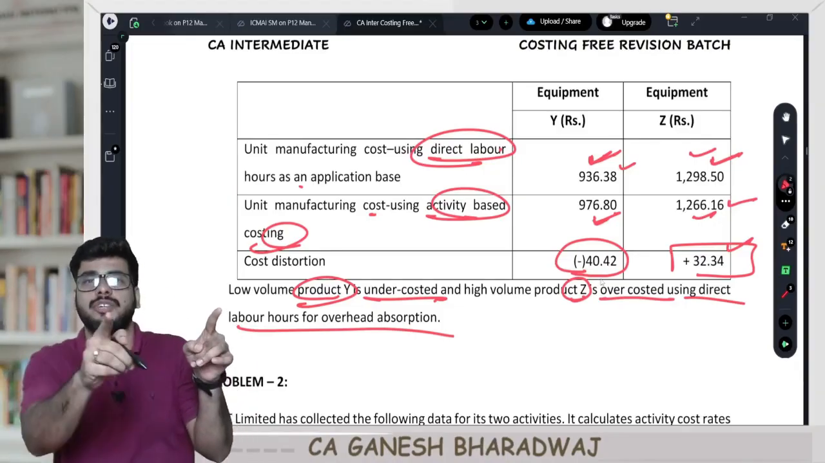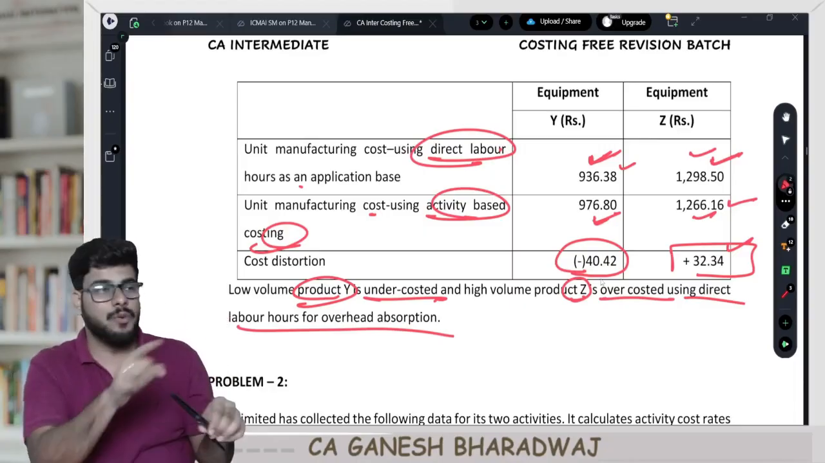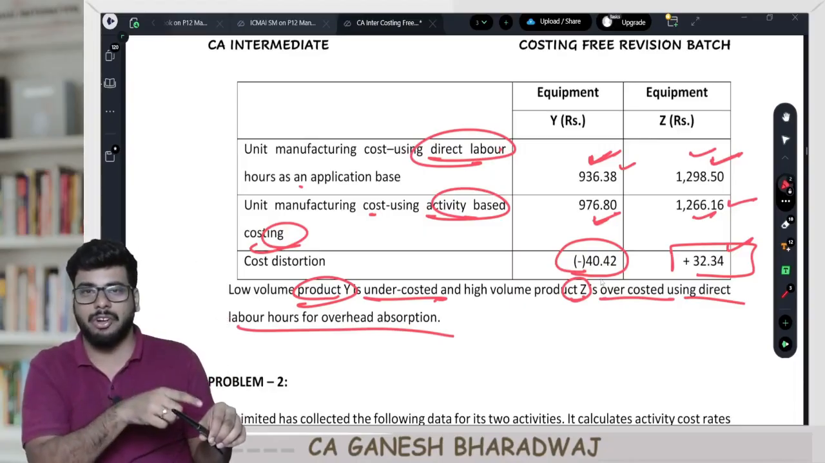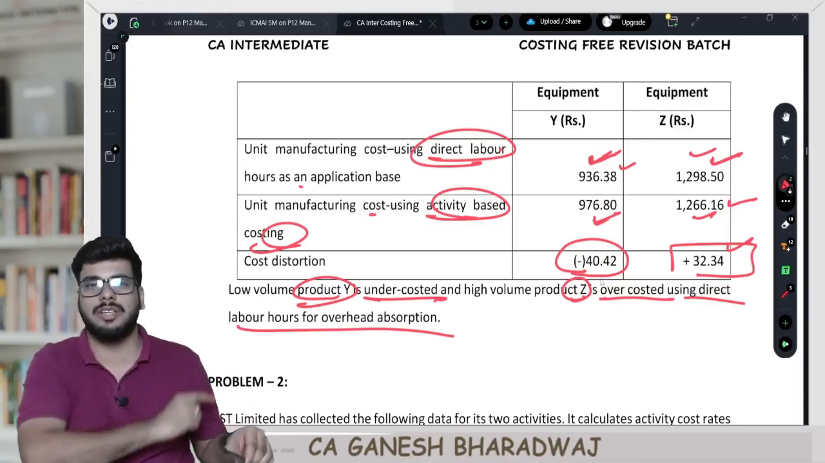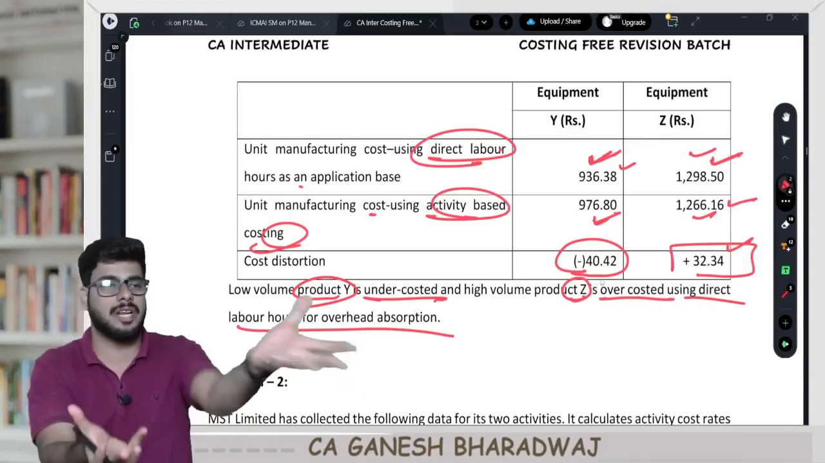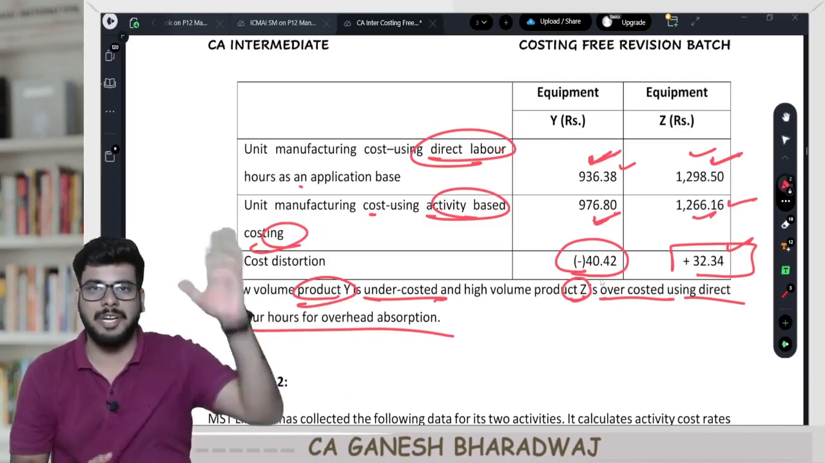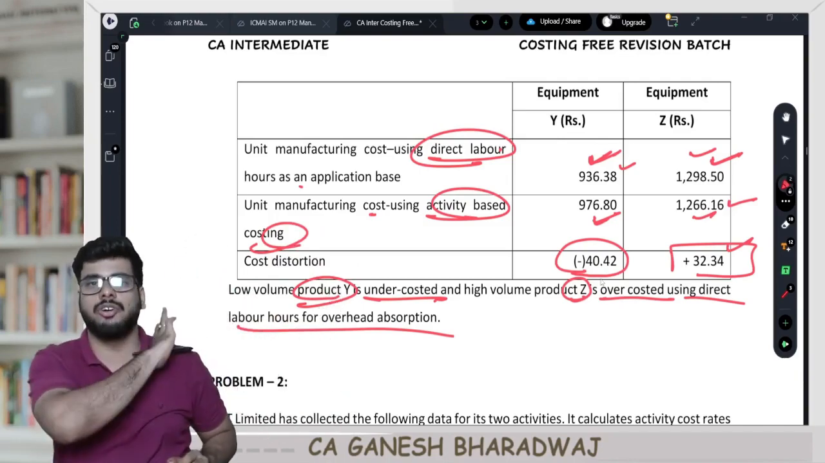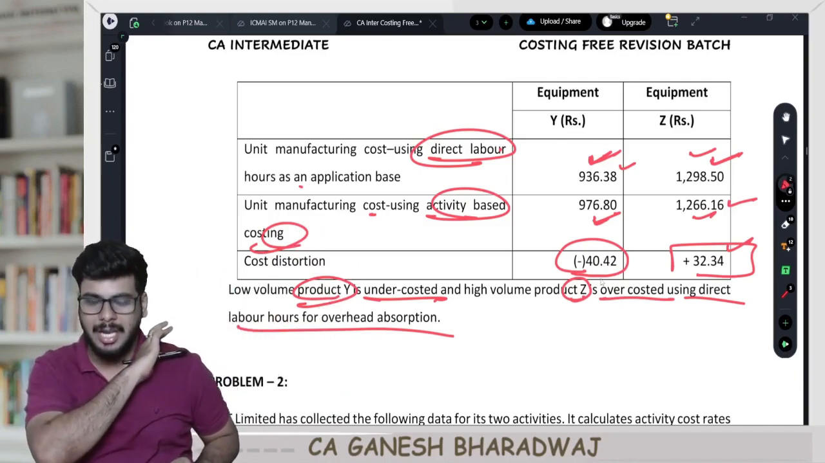activity, it shows you the driver. If you want to reduce a particular activity cost, you can just go and reduce the cost driver. That's all. Clear with this? So there is a direct relationship between the cost driver and the cost pool. If you want to reduce a particular activity cost, go and control your cost driver. Are you clear with this, guys?